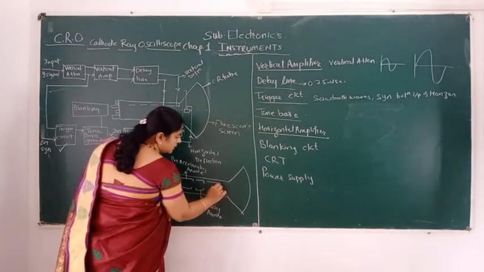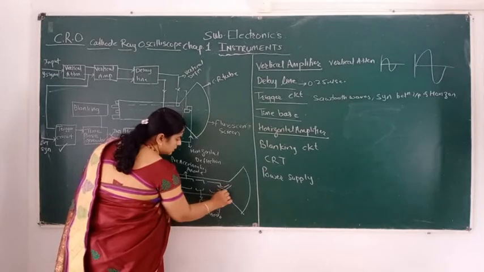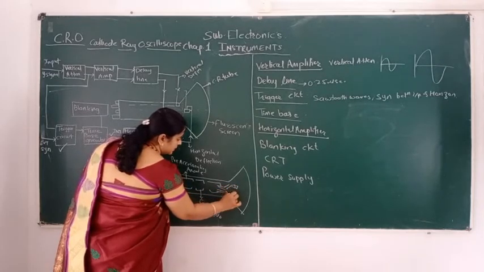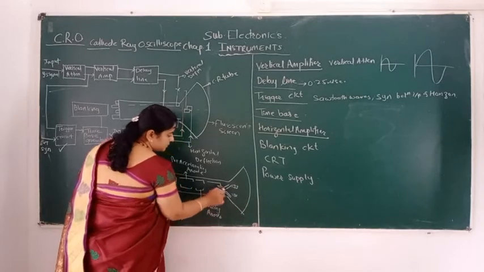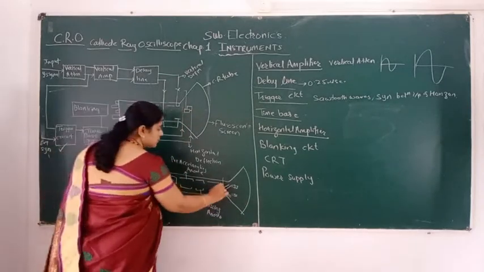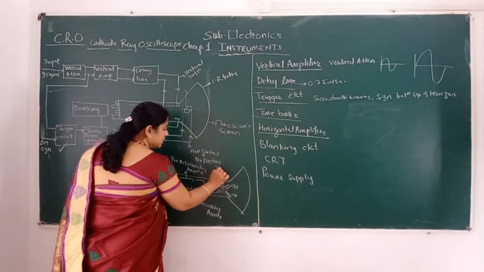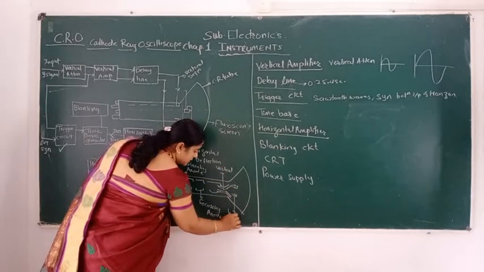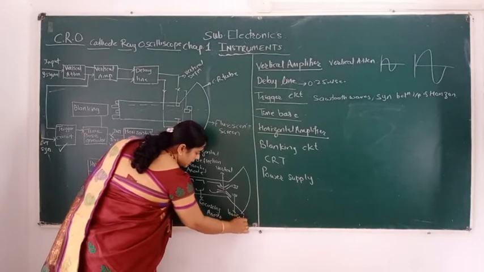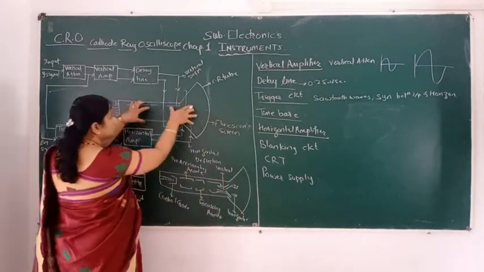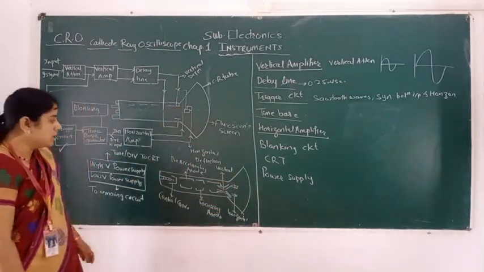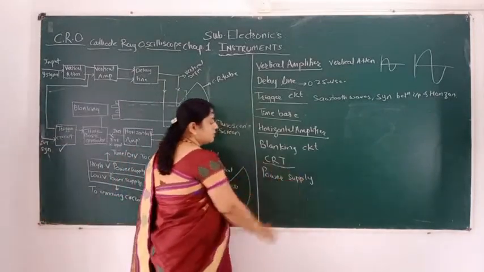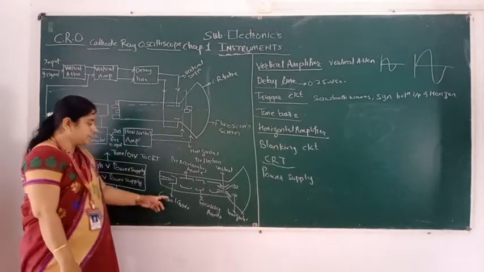Now here there are horizontal plates, isn't it? As well as the vertical plates. These are the vertical plates and these are the horizontal plates. And that complete CRT is used in the CRO. Okay. So what happened? What is the function of the CRT? Here we are going to see what is in the CRT.